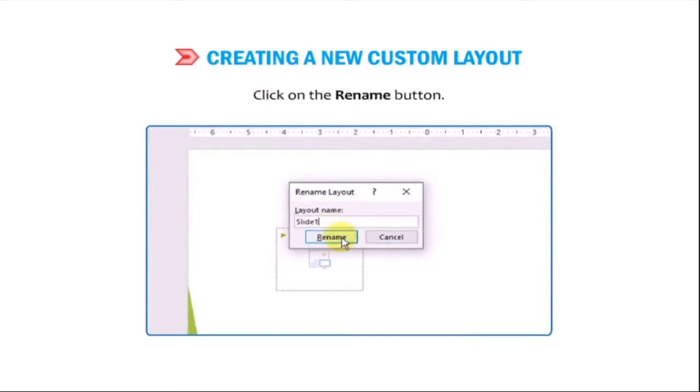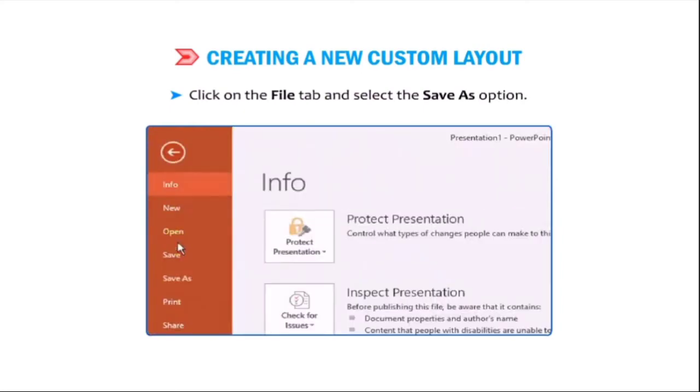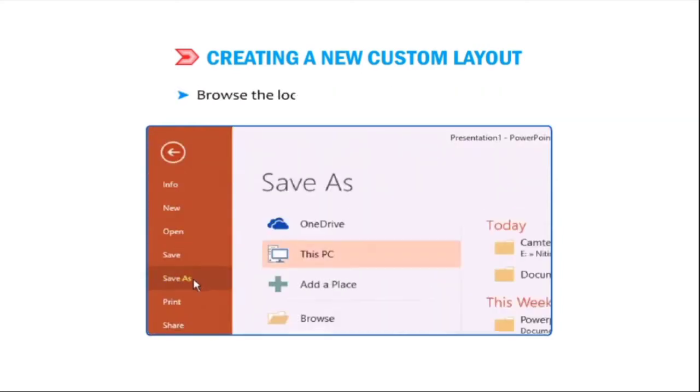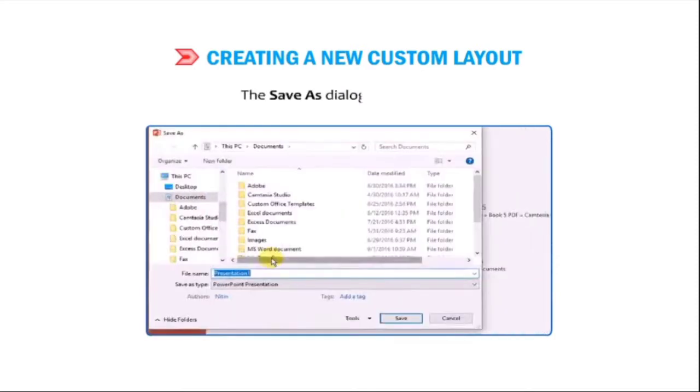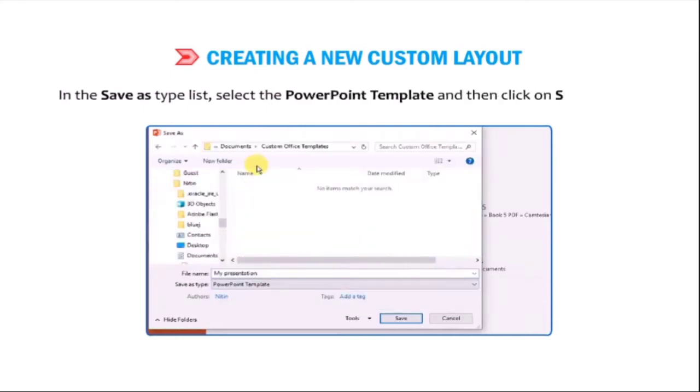Click on the Rename button. Click on the File tab and select the Save As option. Browse the location from the Save As window. The Save As dialog box appears. Type a file name in the file name box. In the Save As type list, select the PowerPoint template and then click on Save option.